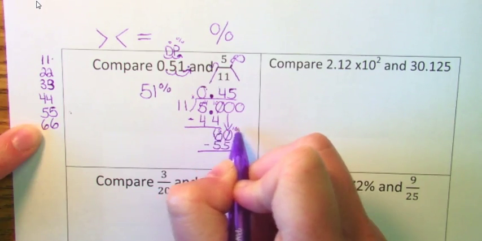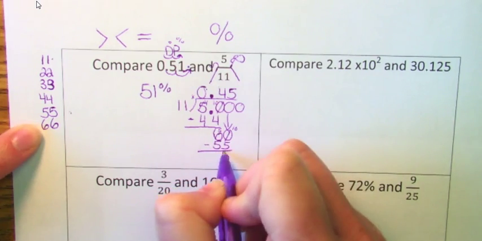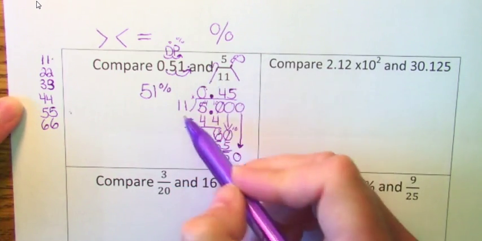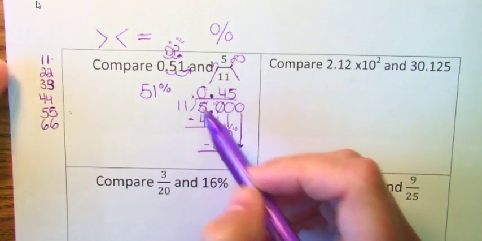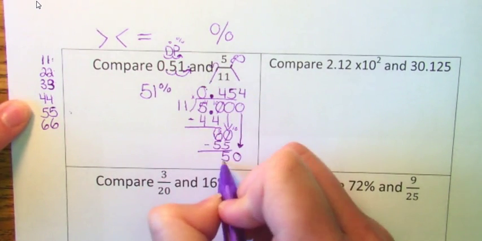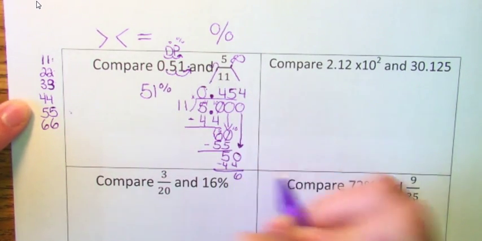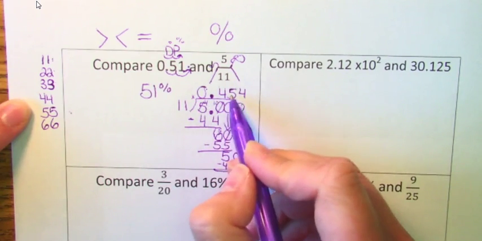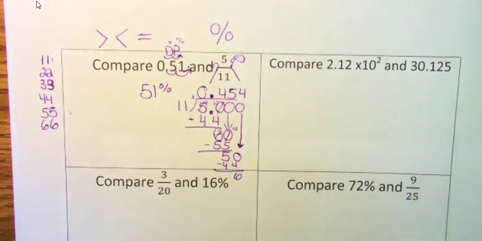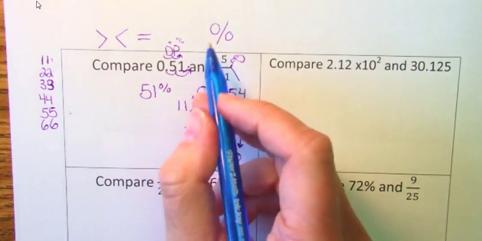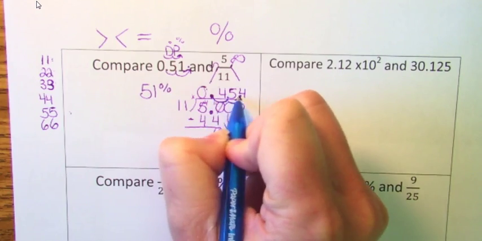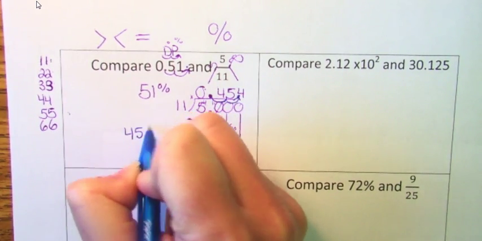60 minus 55, I have to borrow. Gives me a 5, and I have one more 0 to bring down. And so now I look again. Oh, we're back kind of where we started. How many times does 11 go into 50? 1, 2, 3, 4 times. And yes, we have a remainder, but no, it does not affect us. We've used up our 3 decimals. So now I have 0.454, 454 thousandths. But I want a percent, so I think in my DP, I'm going to move 2 times. And I end up with 45.4%.